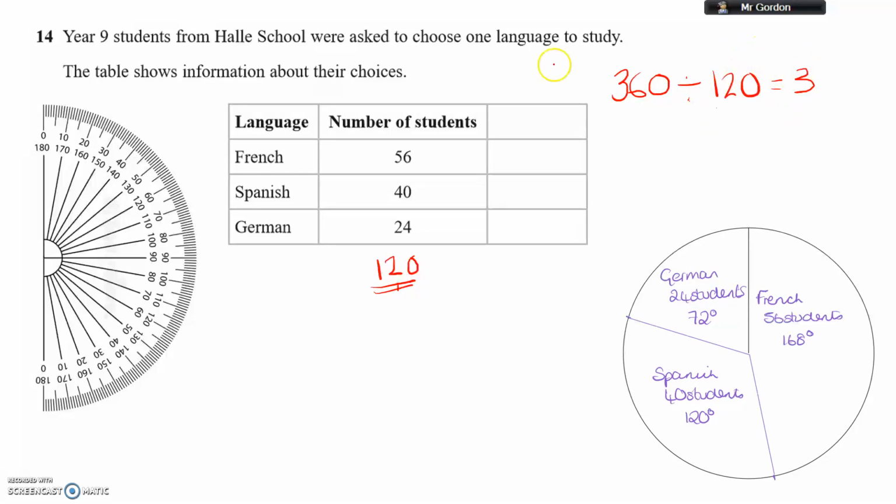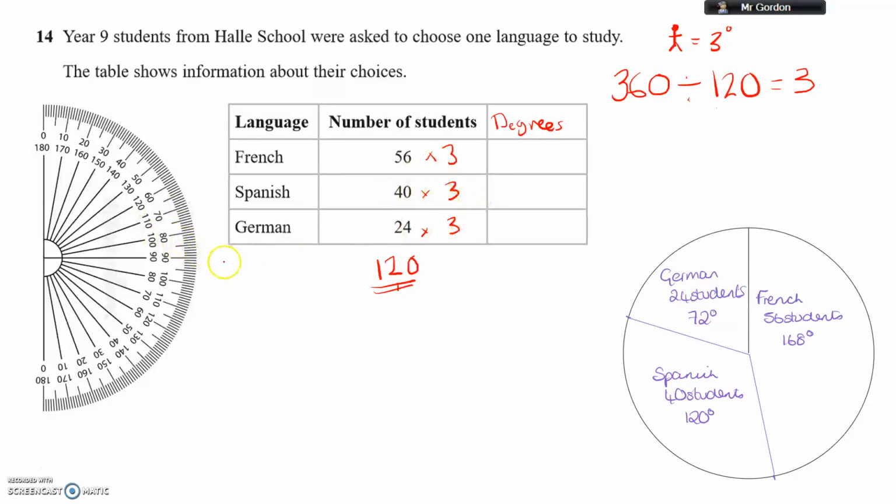Each student, let's do a little picture here, give me an excuse to draw a stick man. Each person is worth 3 degrees, alright? Each student is worth 3 degrees. So you've got 56 doing French, 40 doing Spanish, and 24 doing German. So we need to work out the number of degrees that this is going to be in our diagram. And you do that by timesing it by 3, because every student is worth 3 degrees. So we times it by 3 and see what we get.